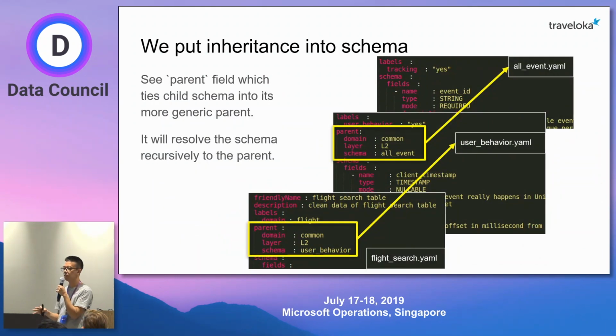So a bit of a peek at the implementation. We use YAML. YAML is similar to JSON. It's just a way to express the schema. So if you see here, the flight search YAML at the bottom has a parent user behavior, and the user behavior has a parent all event. And our framework resolves recursively into the parent.